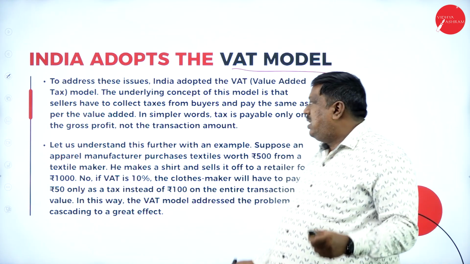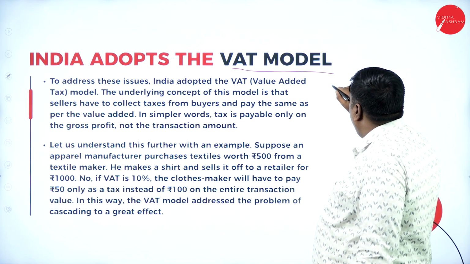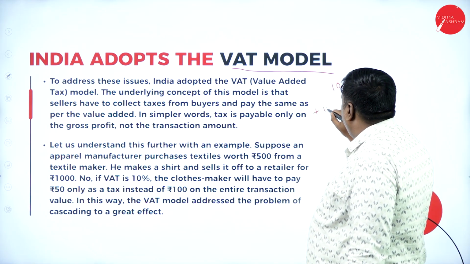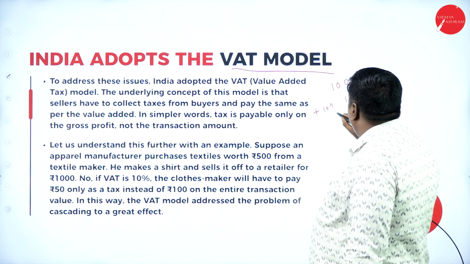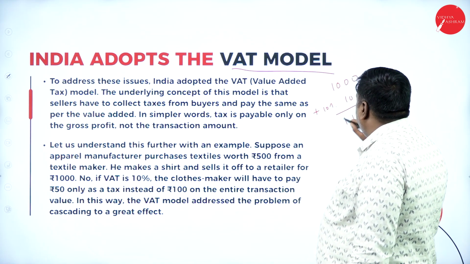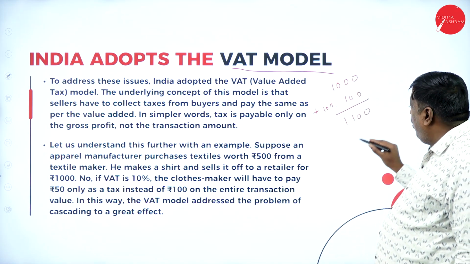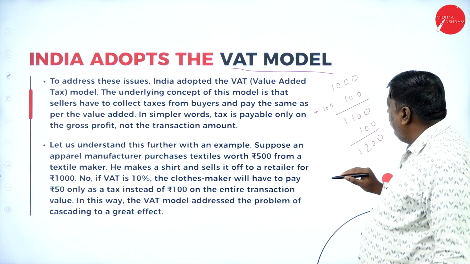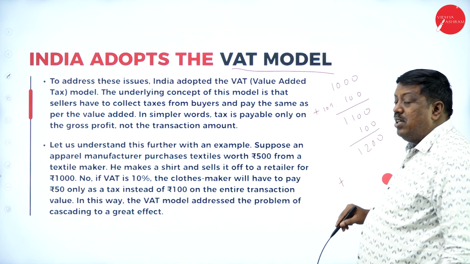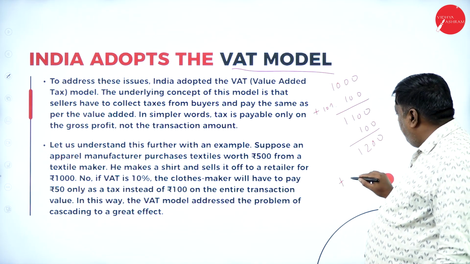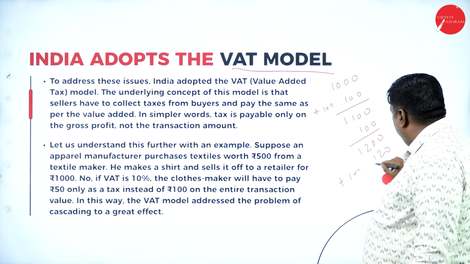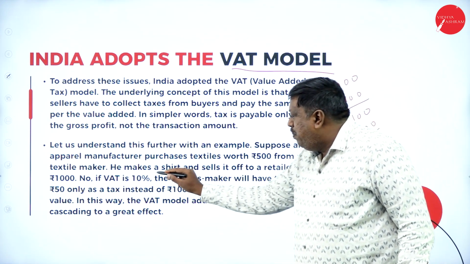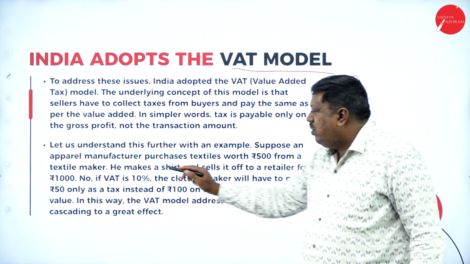Now, instead of paying tax like this, for example, I have purchased a commodity for 1,000 rupees. The tax will be 10%, so it will be 100. So how much did I pay here? 1,100 is the value. When I sell this by adding another 100 rupees, it is 1,200. Now, when I collect the 10% tax, 120 will be the tax here. So it will be 1,320.